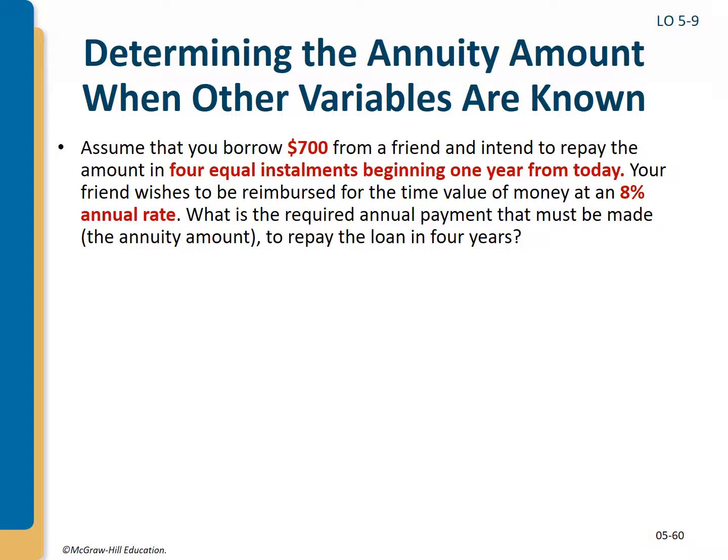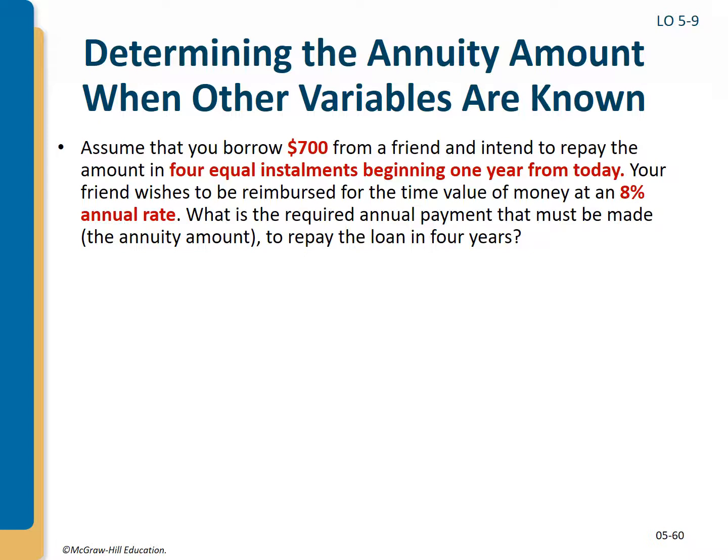Assume you borrow $700 from a friend who intends to pay the amount in 4 equal installments beginning 1 year from today. Your friend wishes to be reimbursed for the time value of money at an 8% annual rate. What is the required annual payment that must be made to repay the loan in 4 years? So you borrow $700 today. You're going to pay it back in 4 equal installments beginning 1 year from today. So your payments are occurring at the end of each period.